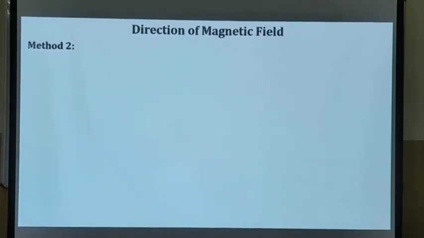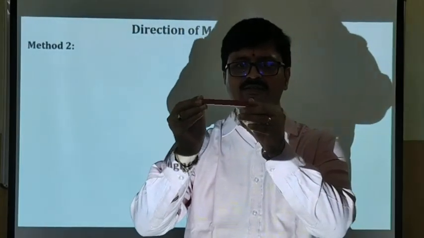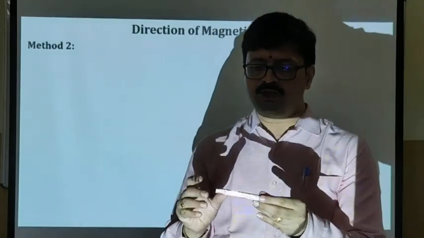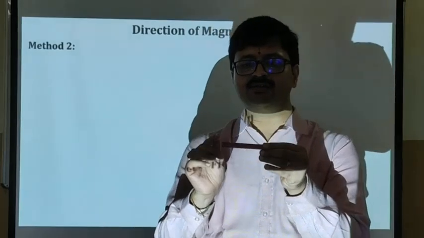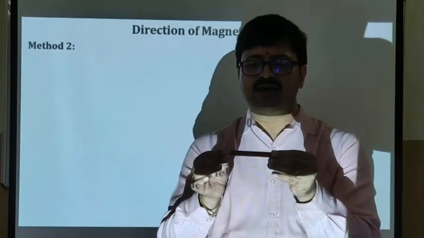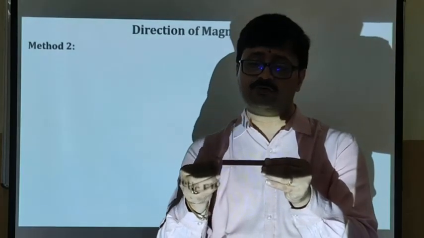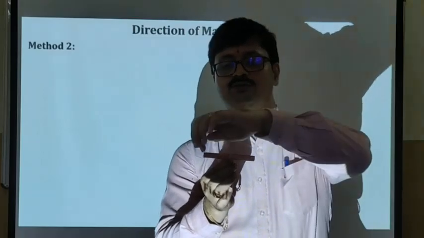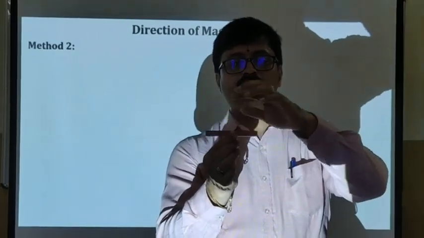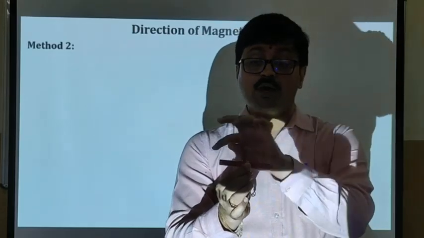Suppose I'm just going to show you a bar magnet here. Now this is a bar magnet. In this bar magnet we have the north pole on this side and the south pole on this side. And always remember that the magnetic field lines or magnetic lines of force originate from the North Pole and terminate at the South Pole. This is outside the magnet.